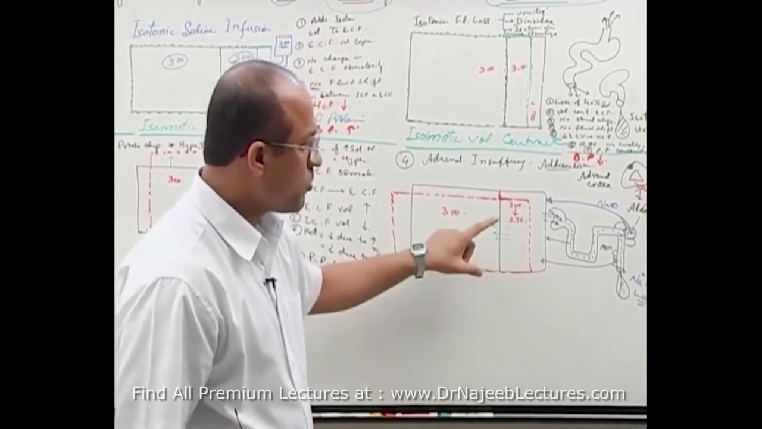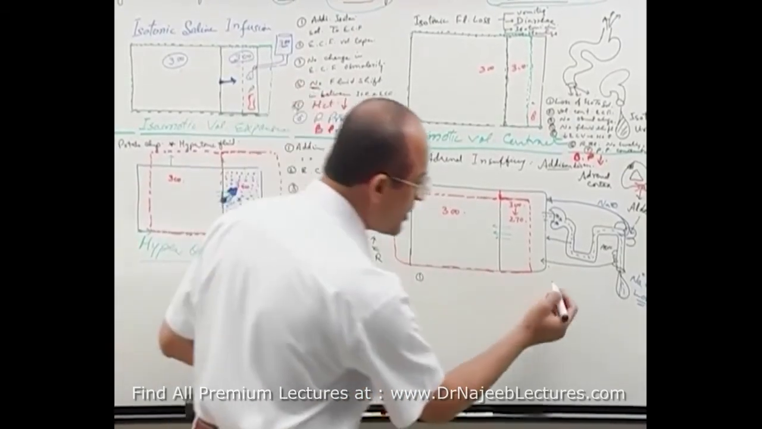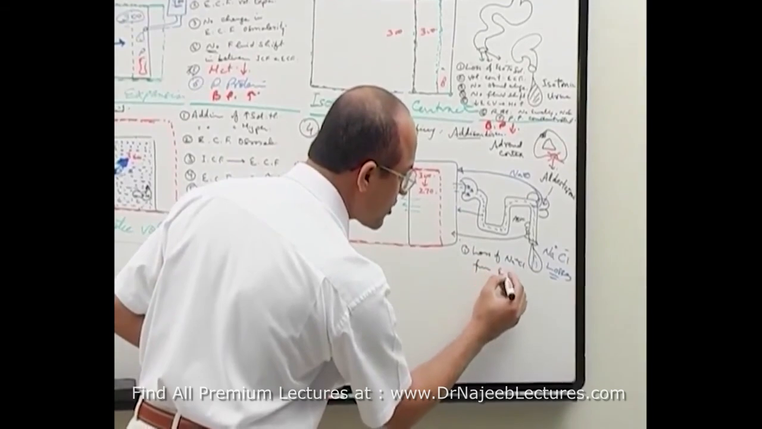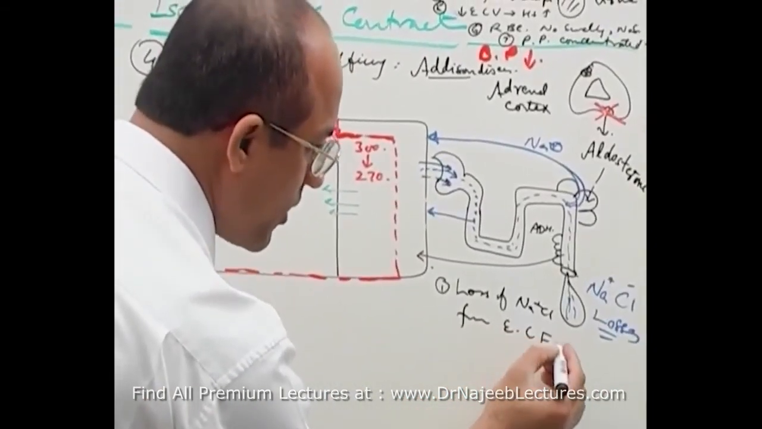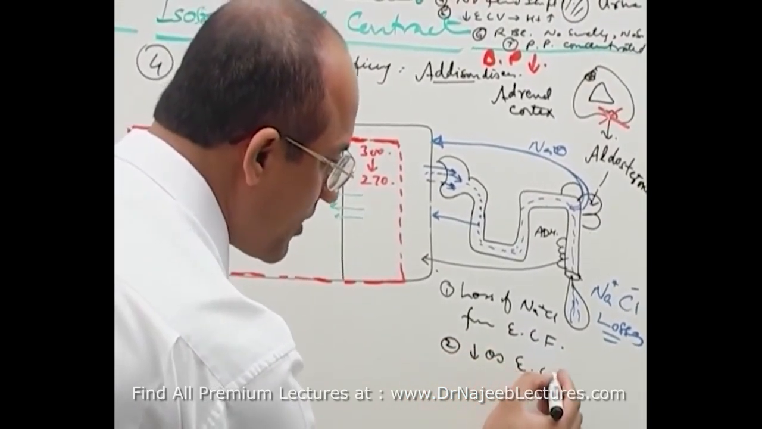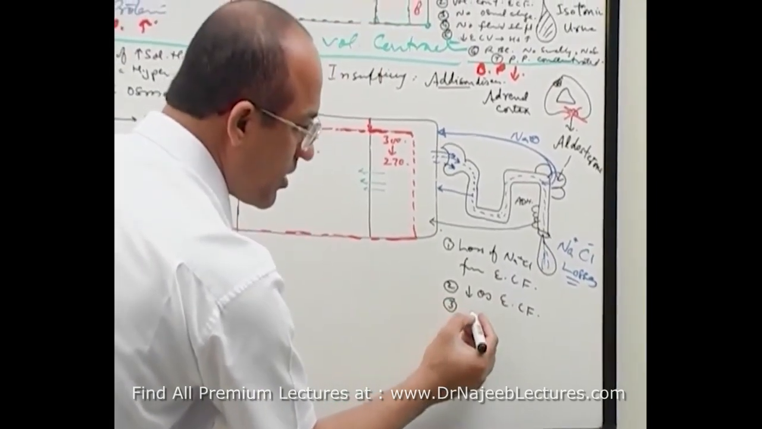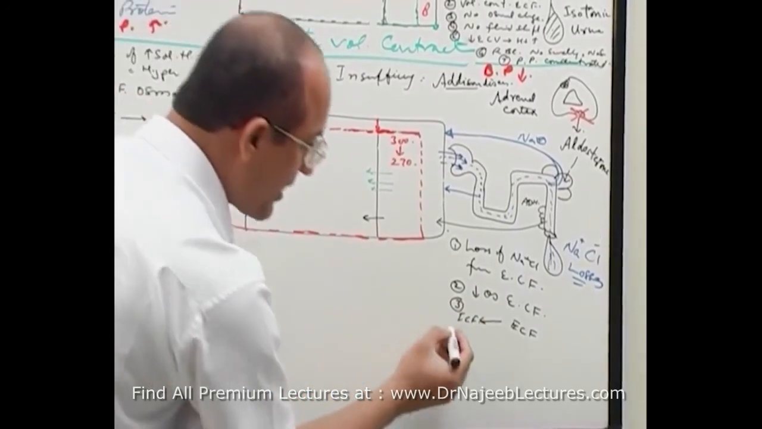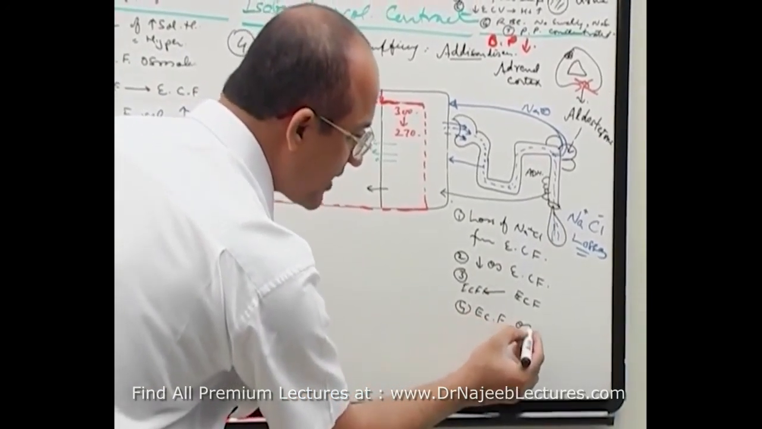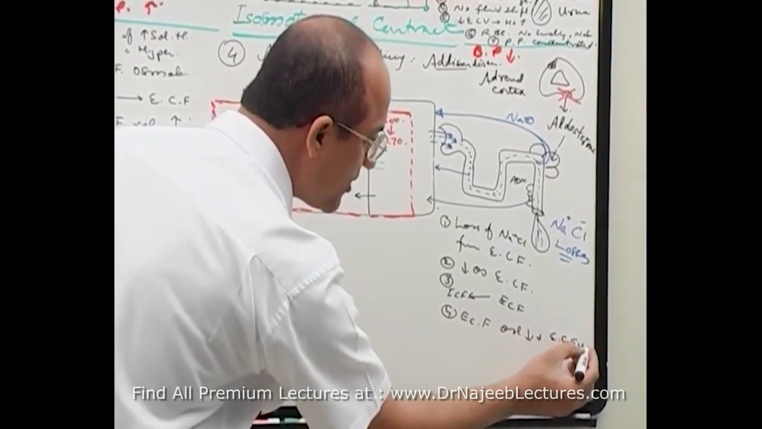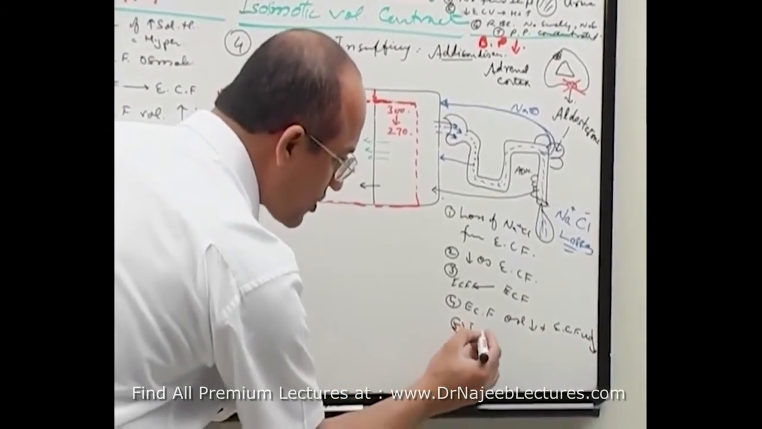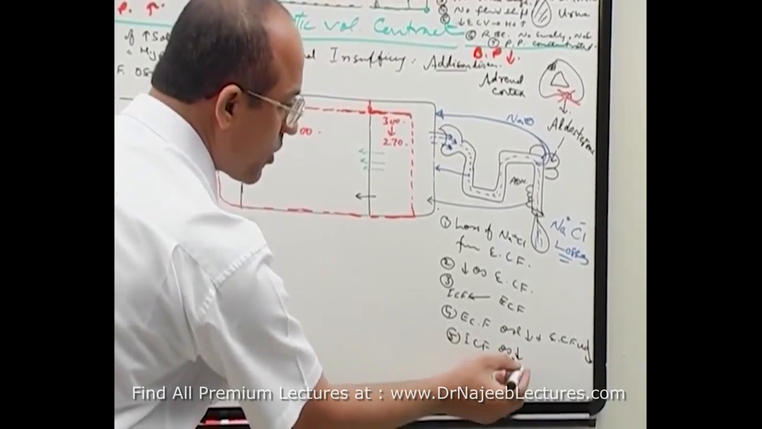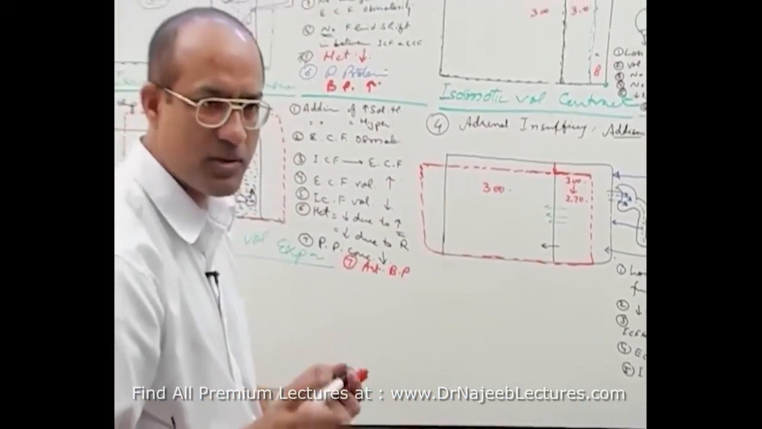So in this case, now write down the steps. Step number one is loss of sodium chloride from the extracellular fluid, so reduced osmolarity of the extracellular fluid. That will result in what? Yes, fluid shift from extracellular fluid to intracellular fluid. Extracellular fluid osmolarity is less plus extracellular fluid volume is less. Intracellular fluid osmolarity is less and the volume of intracellular fluid is more. Is that right? Any question up to this?